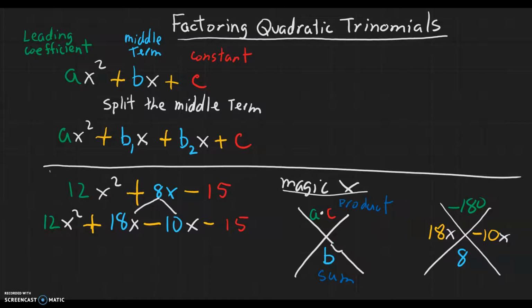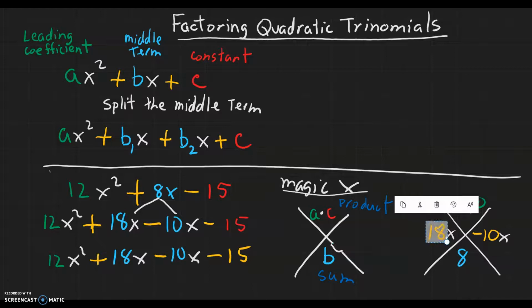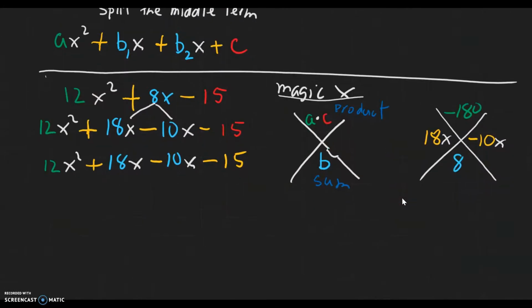Okay, so I'm going to rewrite that again as 12x squared, just to give myself a little bit more room, plus 18x minus 10x, and then minus 15. All right, what we're going to do next is split this polynomial. It now has 4 terms, and we did that on purpose, into 2 parts.